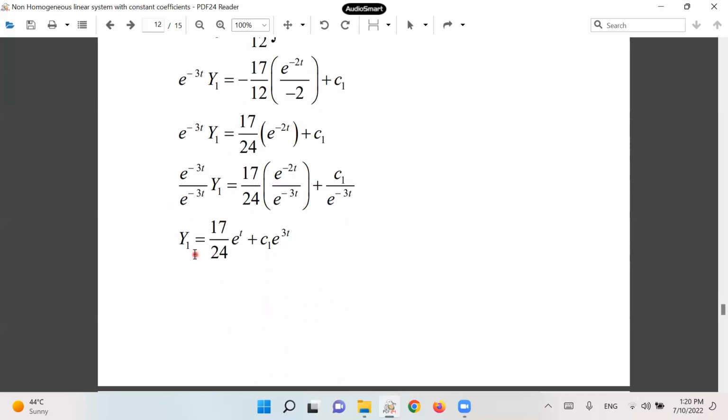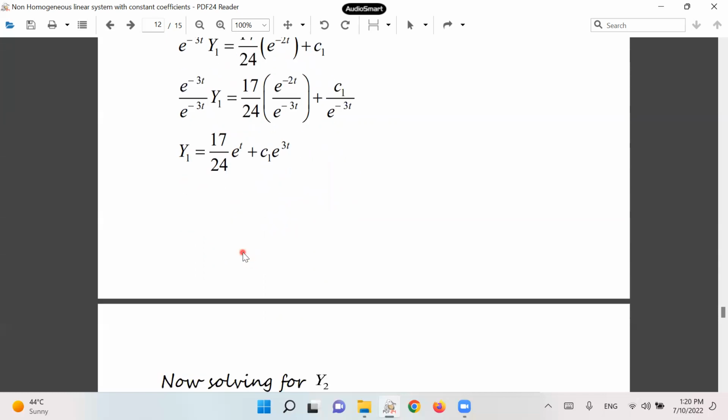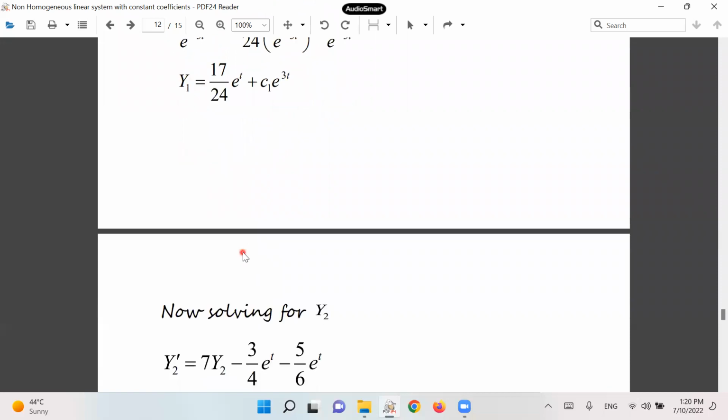So we get y1 equals to 17 over 24. When we take it up, so minus 2 plus 3 will become plus t, plus c1, and this also when we take it in the numerator, it becomes e power 3t. So this is how we are going to find the value of y1.